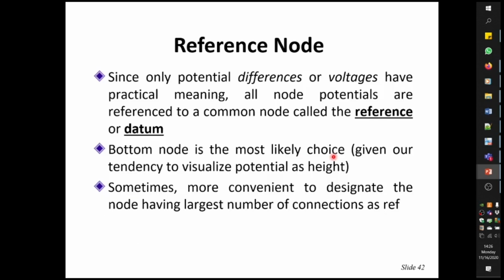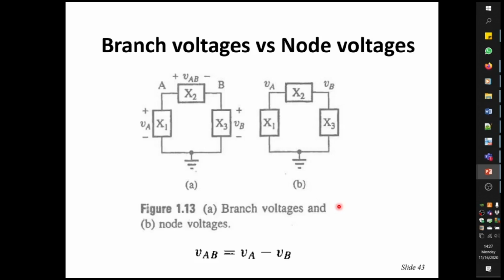And I think we have an example coming up. Yes, this is an example. But as I was saying, the bottom node is the most likely choice, but sometimes it is more convenient to designate the node having the largest number of connections as the reference. Any questions so far?